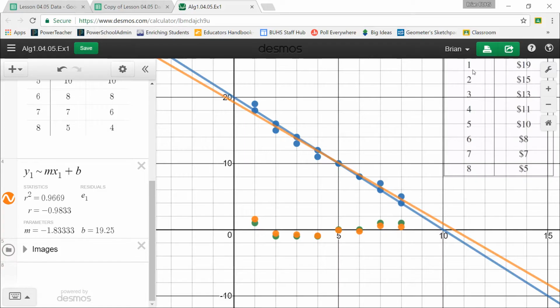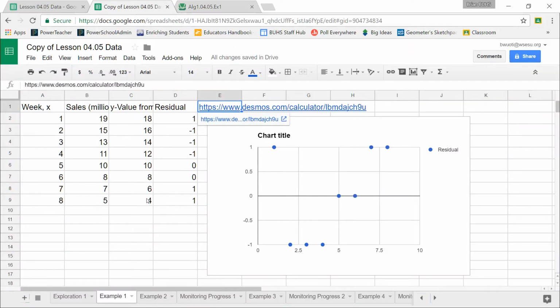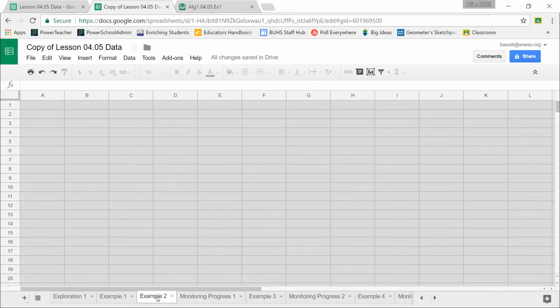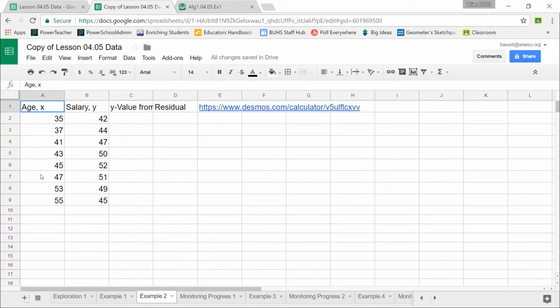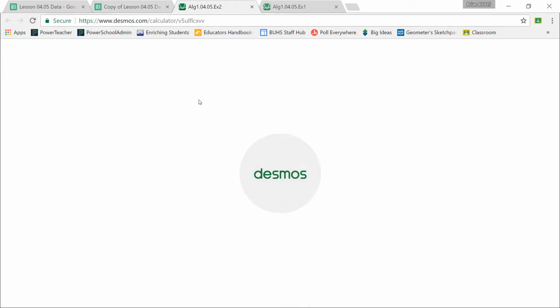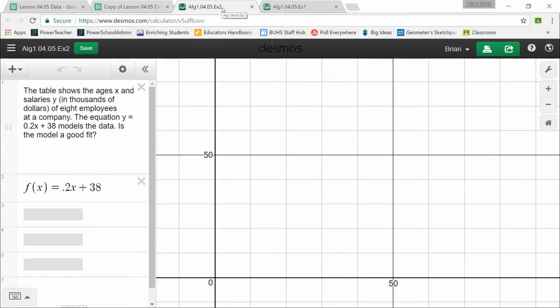So if we go back to our spreadsheet and click on example 2. You guys with me? Example 2. I need 100% participation here. Example 2. Here's that same data. And we could do our formula thing again, but let's just jump right into Desmos. So click on that Desmos link. And that's going to be example 2, Desmos.